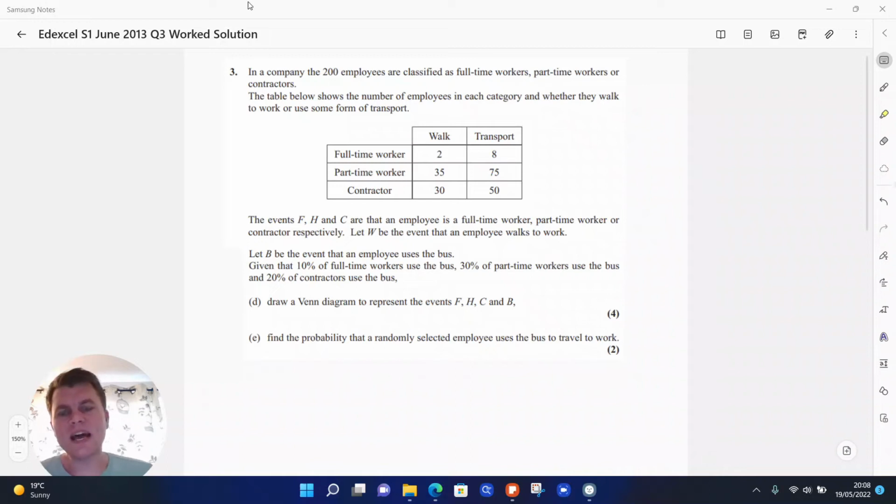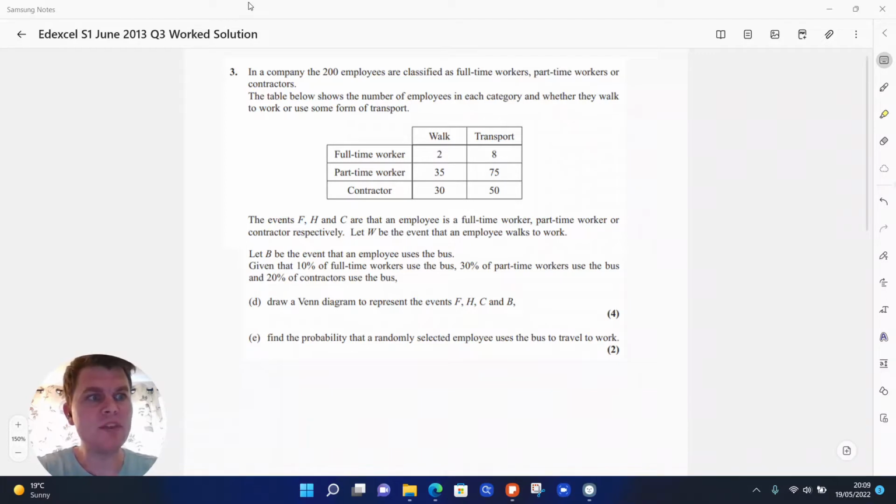In this question, we have a company with 200 employees classified as full-time workers, part-time workers, or contractors. There is a table below showing the number of employees in each category and whether they walk to work or use some form of transport. The events F, H, and C are that an employee is a full-time worker, part-time worker, or contractor, respectively.